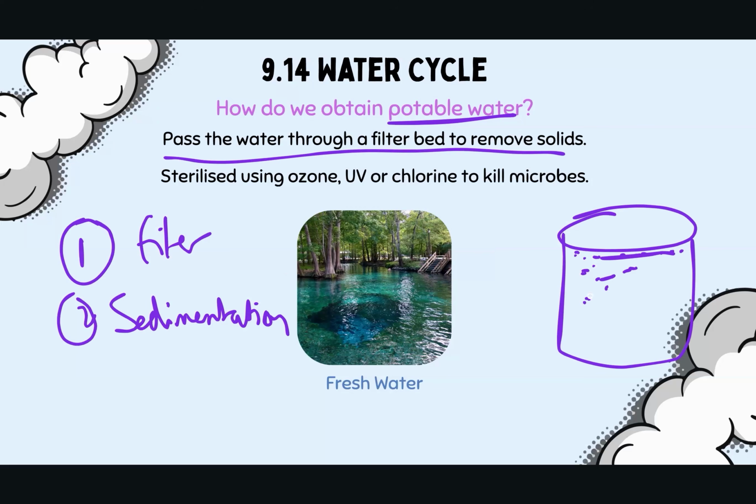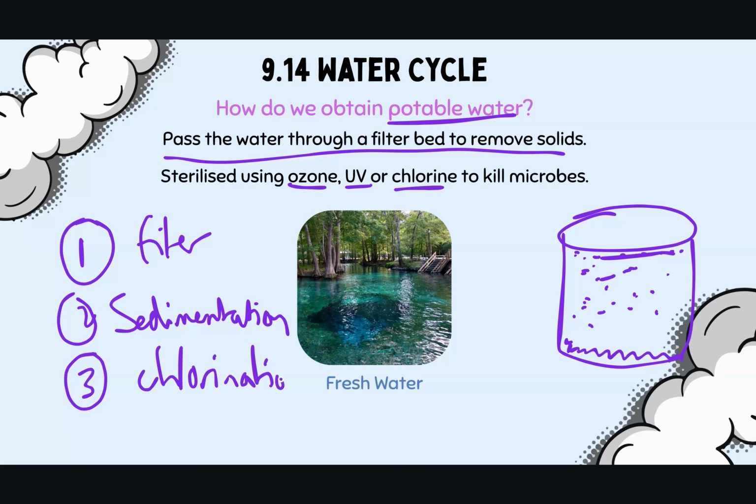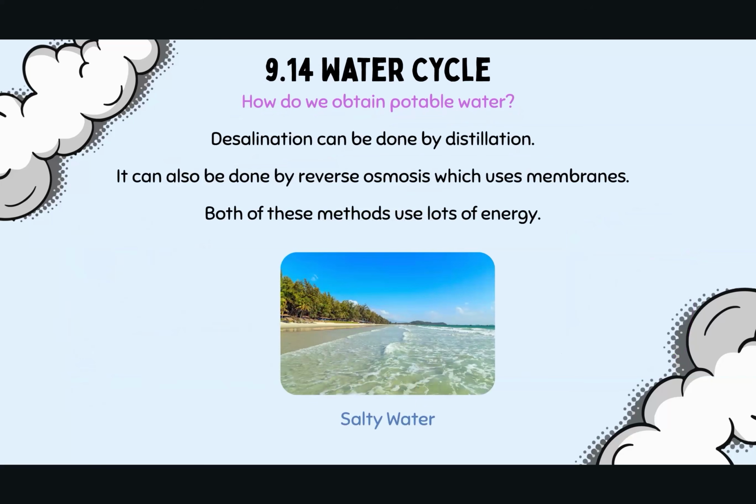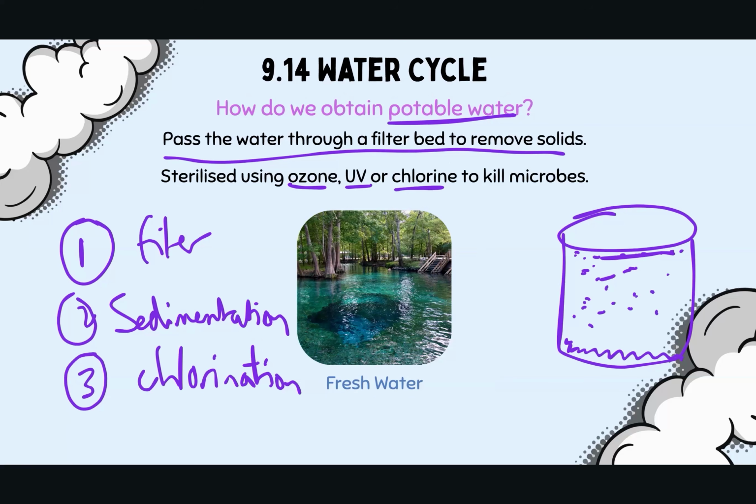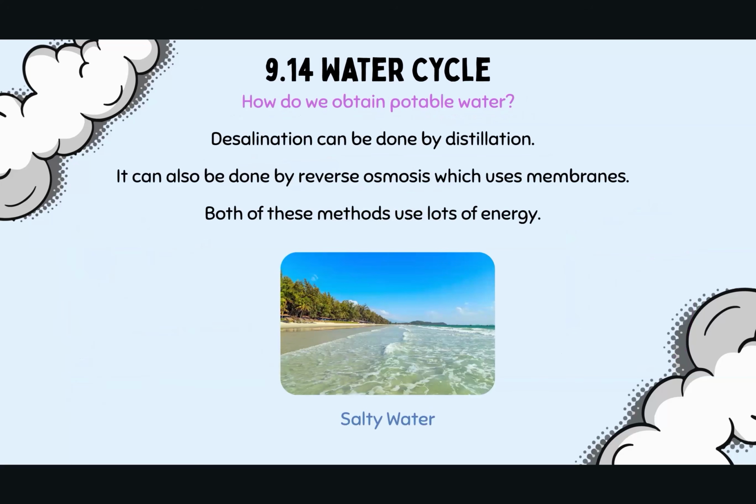All these small particles that were too big to get stopped by the filter bed make their way to the bottom. And then finally, we sterilize using ozone, UV, or chlorine to kill the microbes. Usually in the UK we use chlorination. Chlorine is added and the chlorine kills the bacteria or any of the microorganisms. So filter, sedimentation, chlorination. Usually that's the foundation question, but it can be part of a more difficult higher question as well. Now, the other way we can get potable water is from the sea.